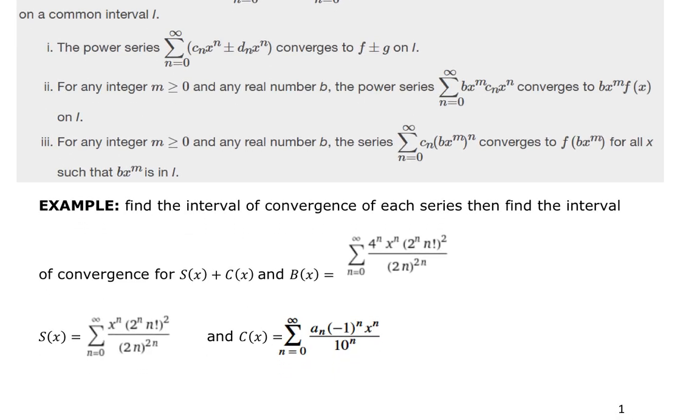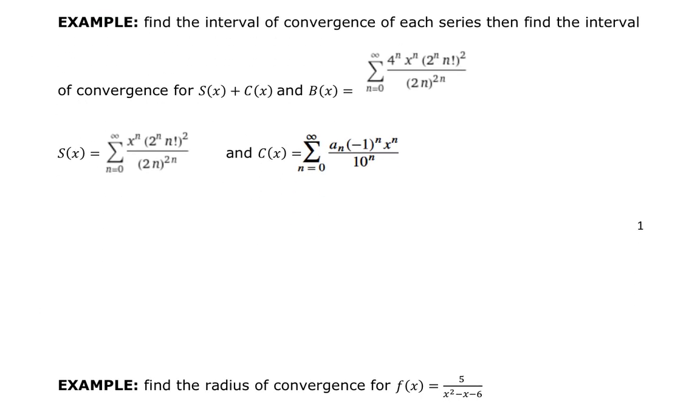Cool. All right, now let's go through this problem. Find the interval of convergence for each of the series and then find the interval of convergence for s of x, c of x, and b of x, where b of x is equal to this series, s of x is equal to this series, and c of x is equal to this series. Now, you're going to find your radius of convergence first, however you feel appropriate, whether it is the ratio test or the root test. But I'm going to give you the interval of convergence for each one of them, and then we're going to talk about the addition and subtraction of these.